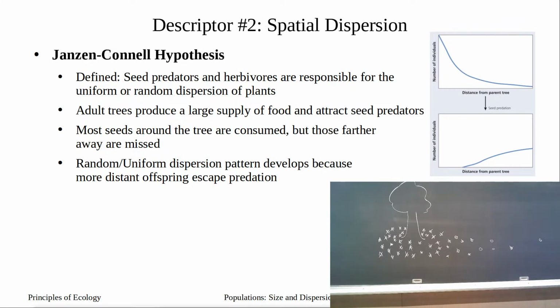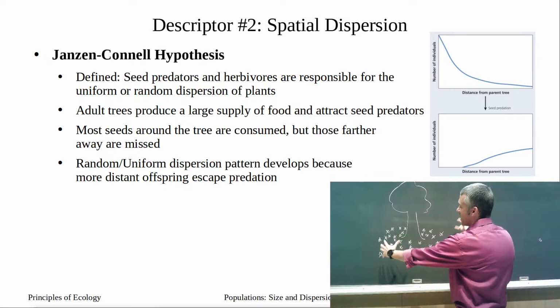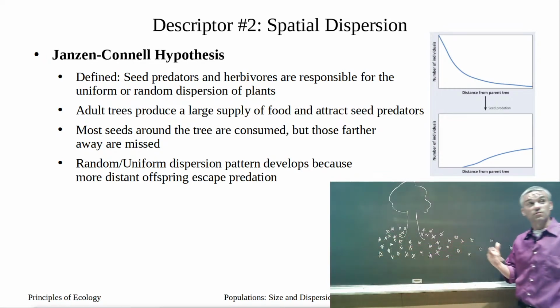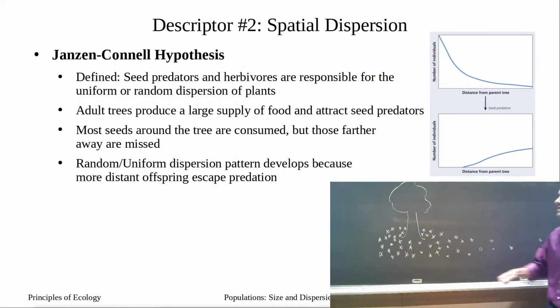So most of our seeds around the tree are consumed, but it's these more distant seeds that have avoided seed predation. It's going to be these seeds that can germinate and grow up to be other trees. So instead of having this clumped, aggregated pattern around our adult, like we often see with our weeds, what we end up getting is an adult tree here, and then an adult tree out here, all because these more distant seeds evaded the seed predation.